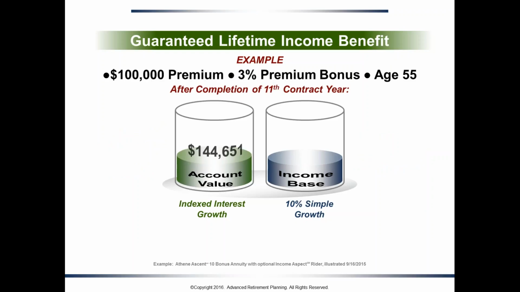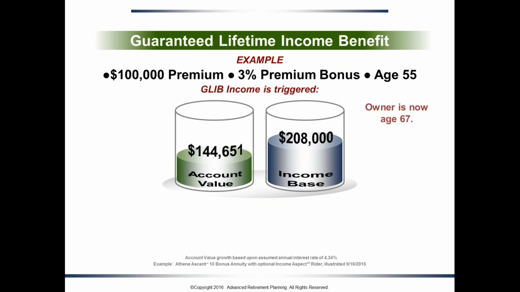Now, let's say we wait till 11 years in the contract. So we're at the end of the 11th contract year, and our client now wants to begin its income. Let's just assume that that account value, based upon its interest strategy, grew to $144,651. I don't remember what rate I calculated that at. It's probably 4% or something. Well, this income base, based upon that 10% simple annual growth, will have grown to $208,000. So we're going to trigger our income.